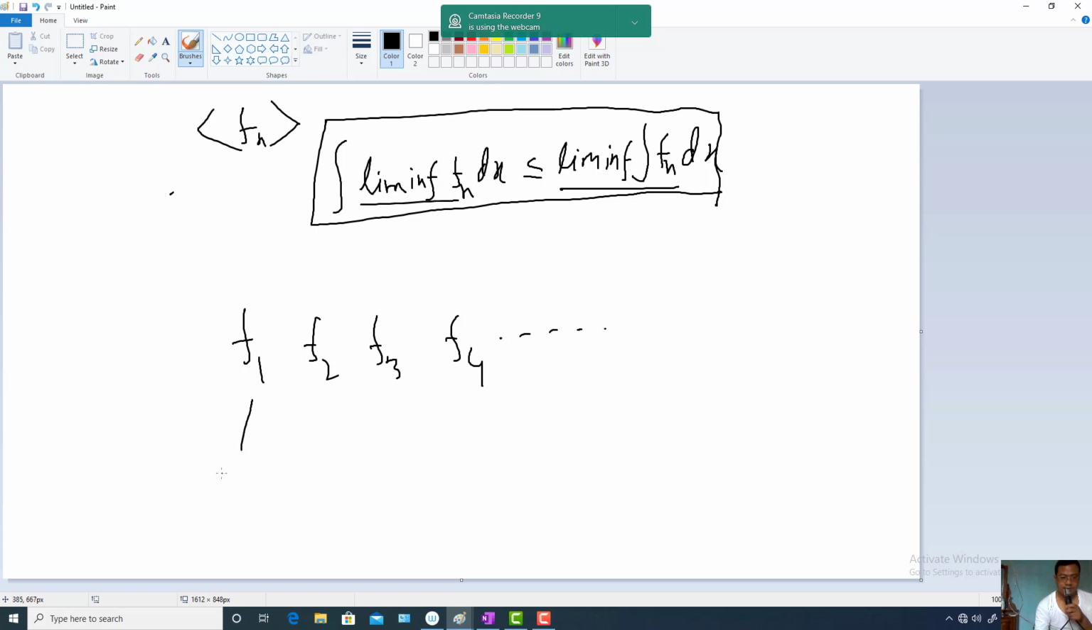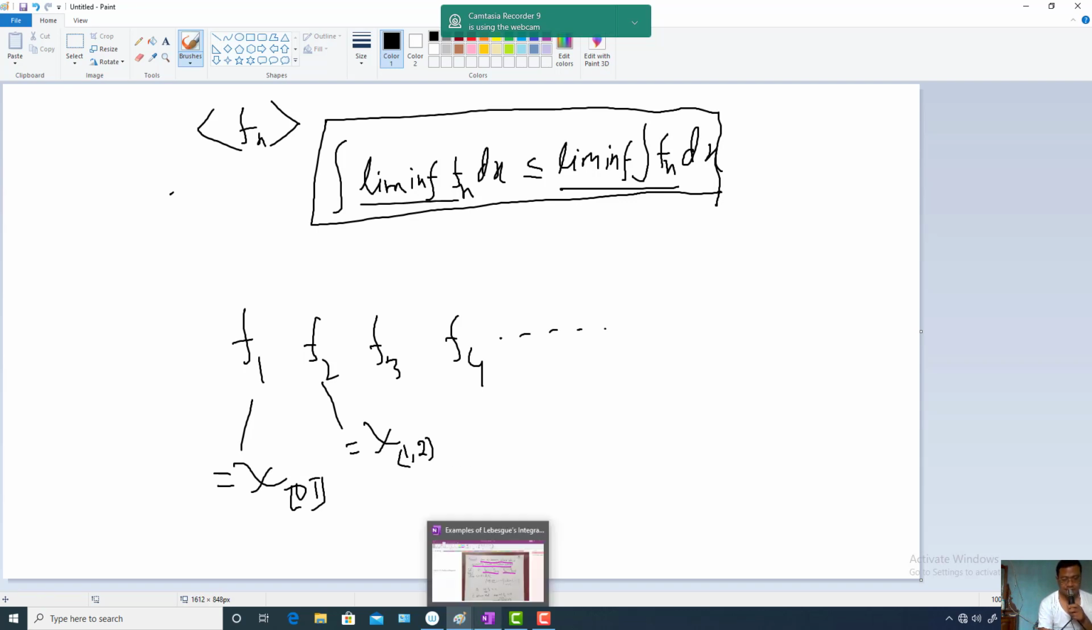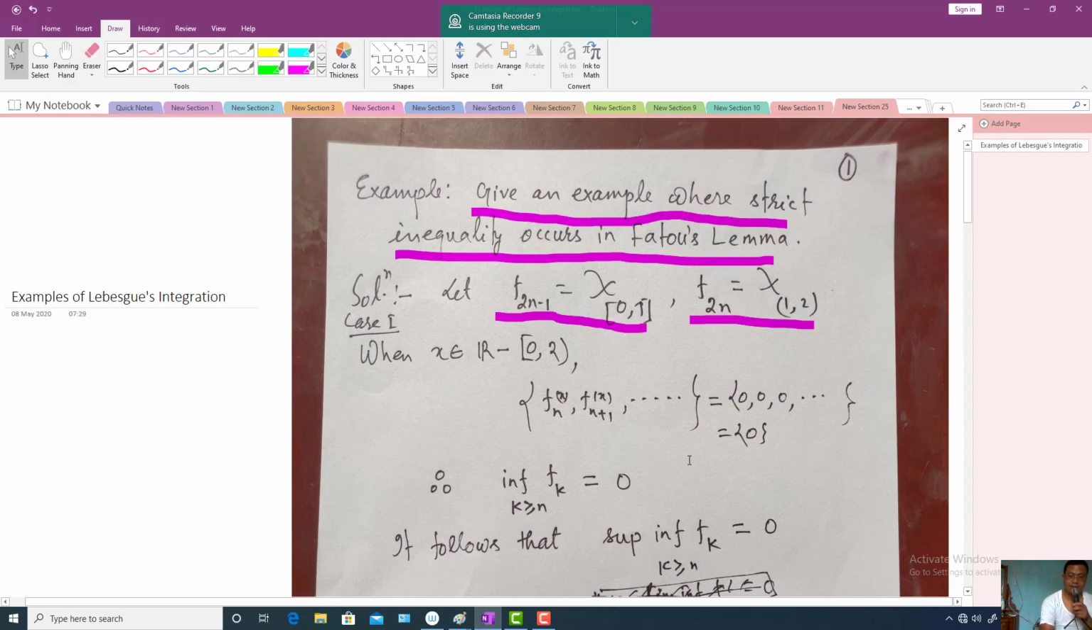So this is odd. So this is equal to how much? This is the characteristic function of (0,1). So f1 is equal to the characteristic function of (0,1). This is even, so this is equal to the characteristic function of (1,2), open interval, like this. This is odd, therefore it is also equal to the characteristic function of (0,1). This is even, therefore it is equal to the characteristic function of (1,2). So this is the sequence of functions. They are non-negative measurable functions because the intervals are measurable, so their Lebesgue integration is defined, which we have already done.